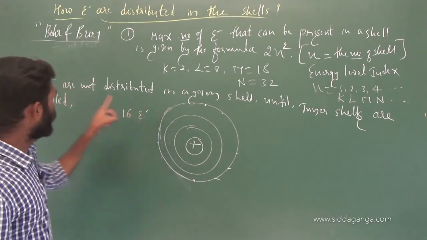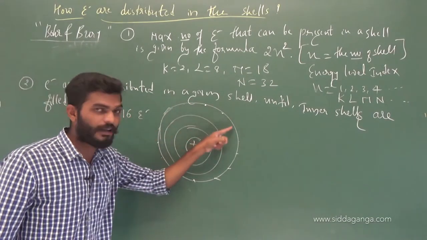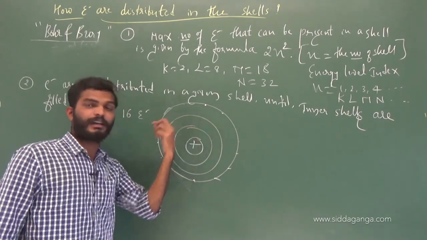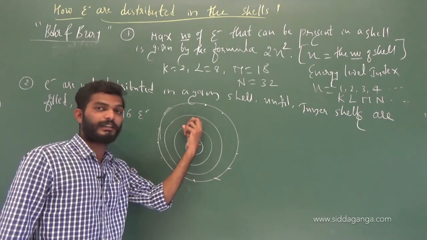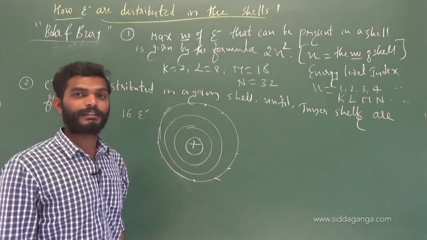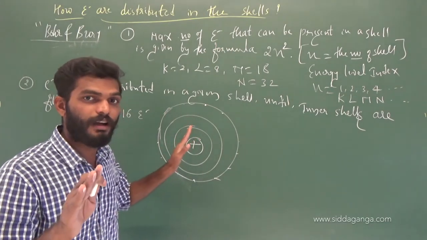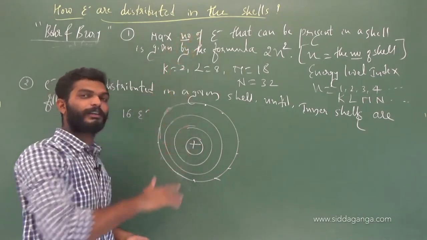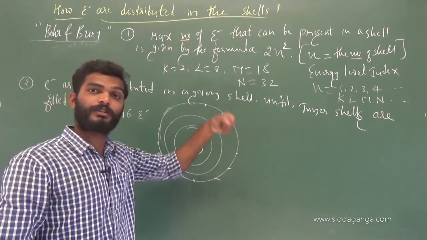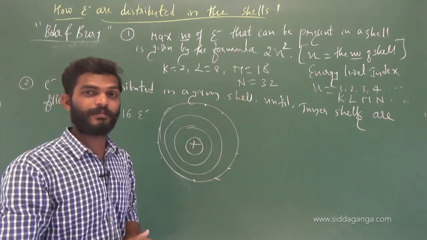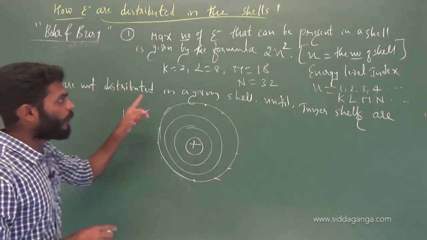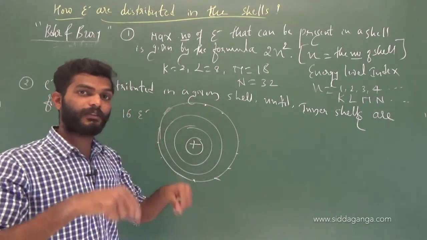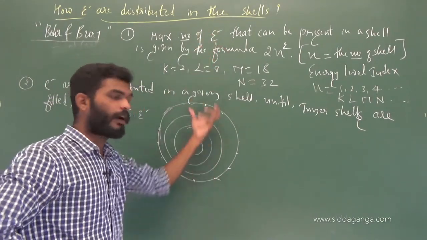As per the second rule, electrons are not distributed in any shell until the inner shells are filled. Until the previous shells are filled. We have to fill the previous shells first, then the next. That is, electrons are distributed in the shells in a stepwise manner. From first to second, then to third, then to fourth. Not directly to the third, not directly to the fourth, not directly to the fifth. So we can say that electrons are not distributed in a given shell until the inner shells are filled. The inner ones have to be filled first.